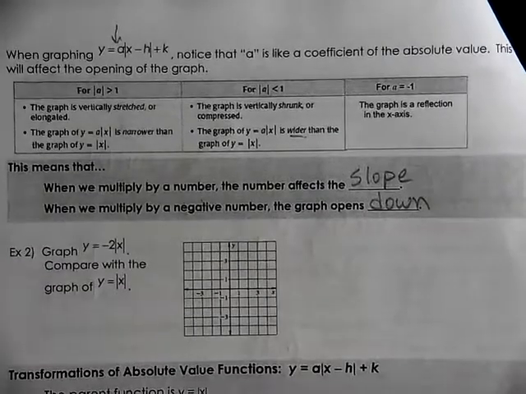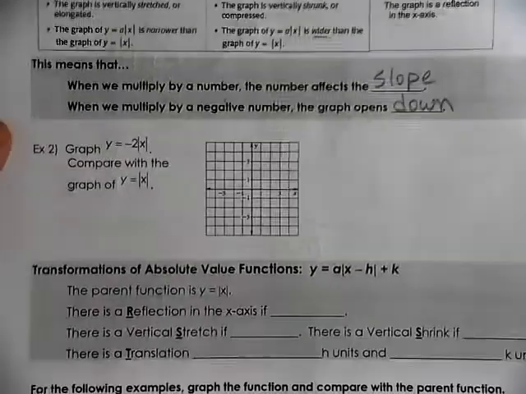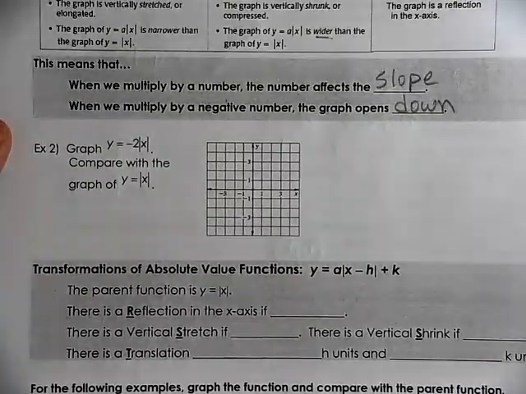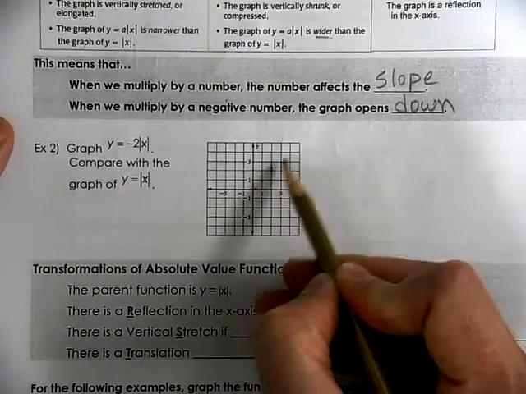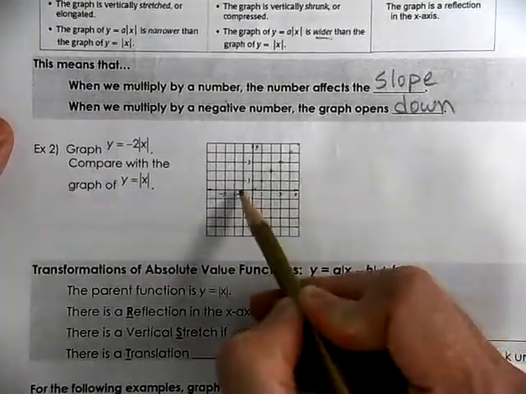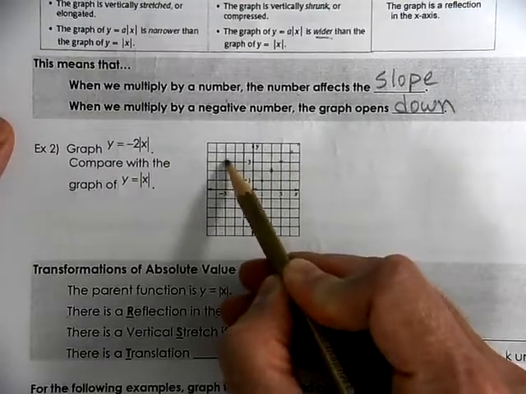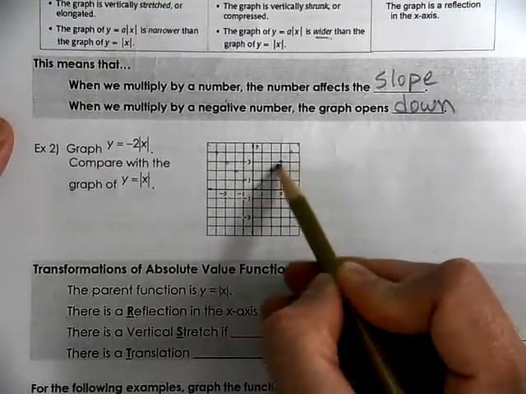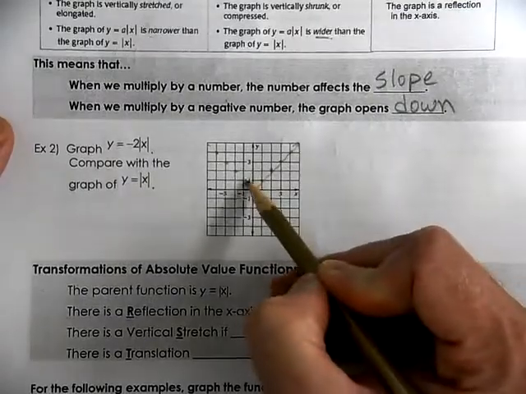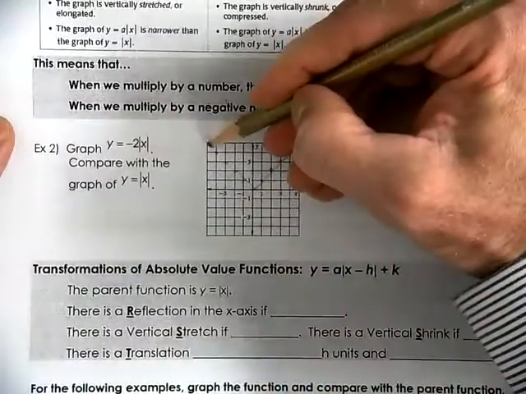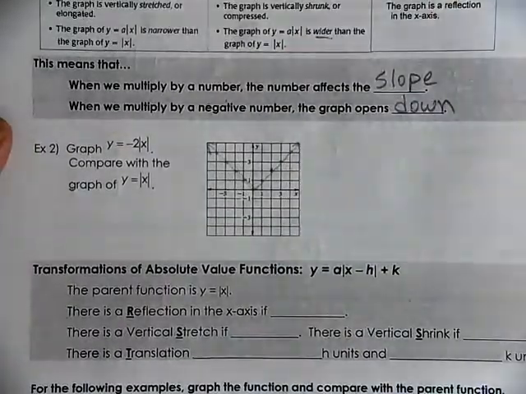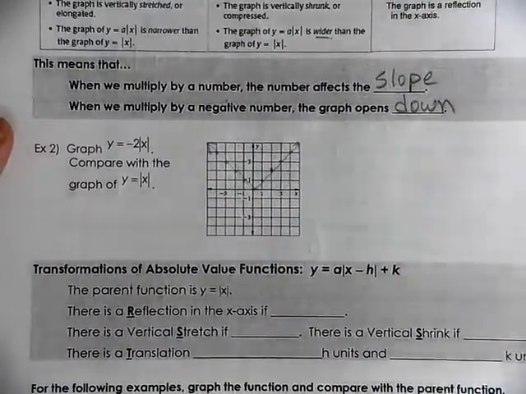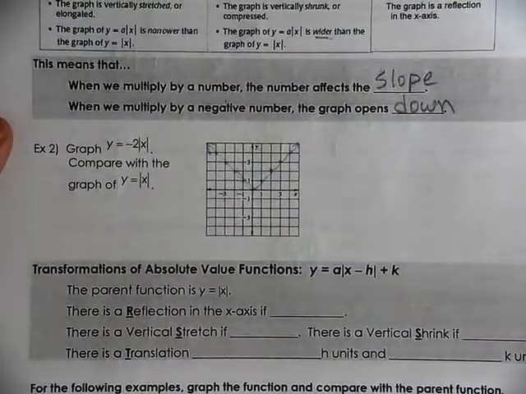So let's try this. If you'd like to put in the parent function, you're welcome to do that. That's what we did in the very first graph. That's the basic graph. You're welcome to use that here. I make it really light, or you can make it in a different color. It's not the main graph. You don't want to make it real dark in marker.